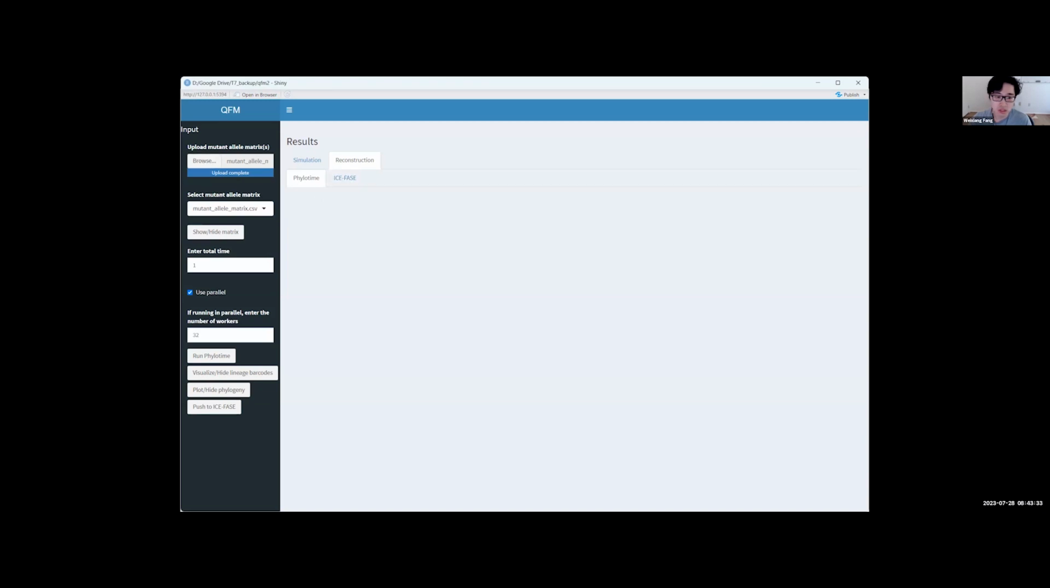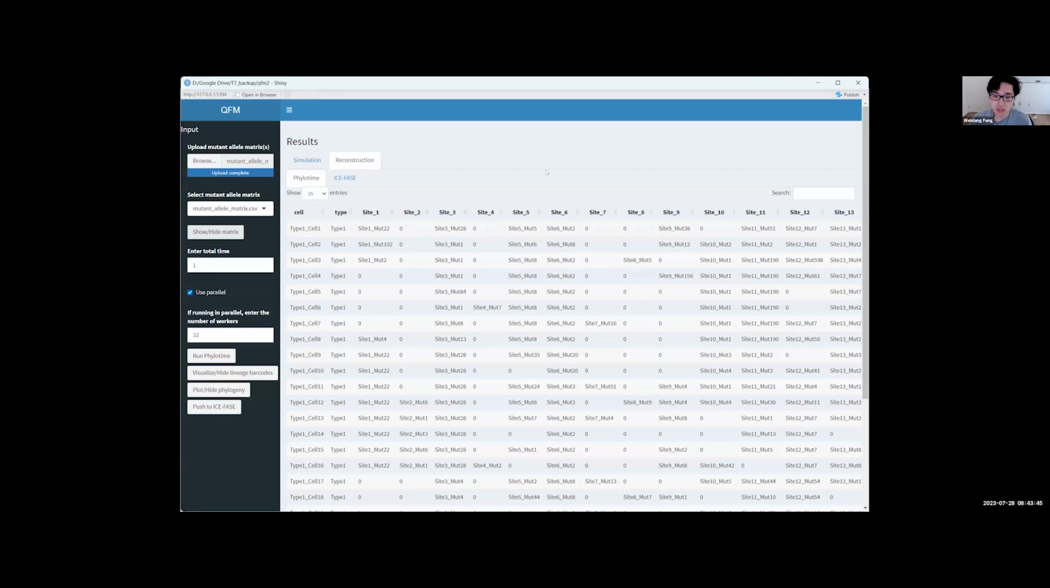So the user would start in a reasonable time. I have already run some of these steps. The user would use this upload button to upload their character matrix that carries the mutations in single cells. If you click this, you can see the format of the input data. You will have single cells labeled by the ID, different cell types, and the different sites that carry mutations. Here, 0 means it's unmutated, and the character string tells the different mutations that are involved.